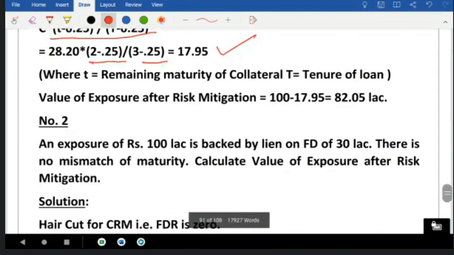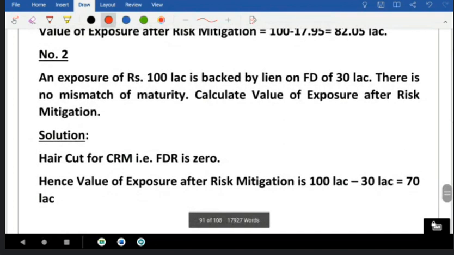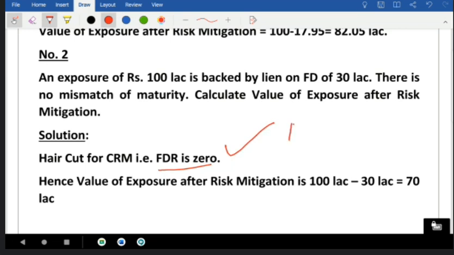An exposure of rupees 100 lakh is backed by lien on FD of 30 lakh. There is no mismatch of maturity, so MF will not be there. Calculate the value of exposure after risk mitigation. So here the collateral is FDR, so SC here, the haircut on exposure, is 0.